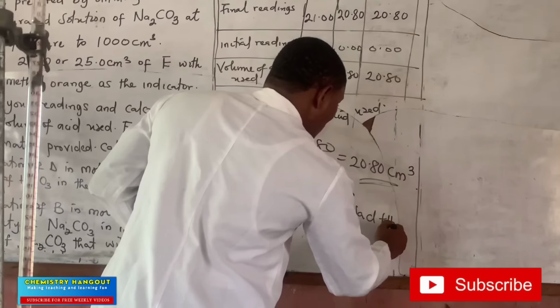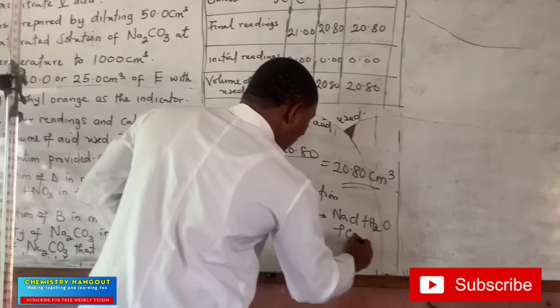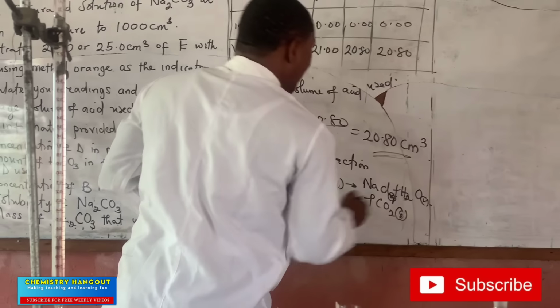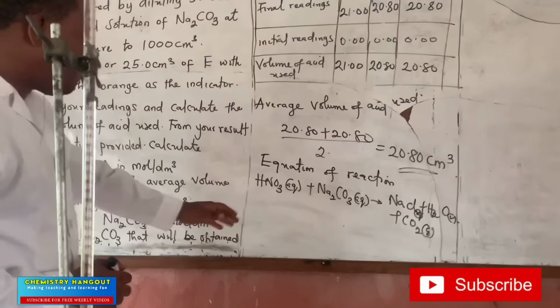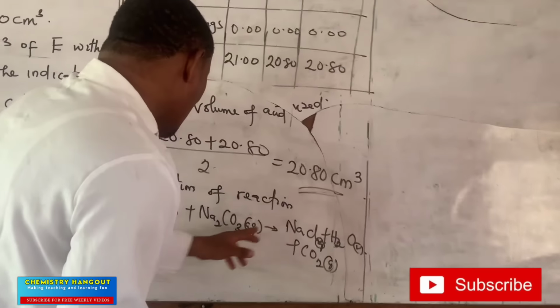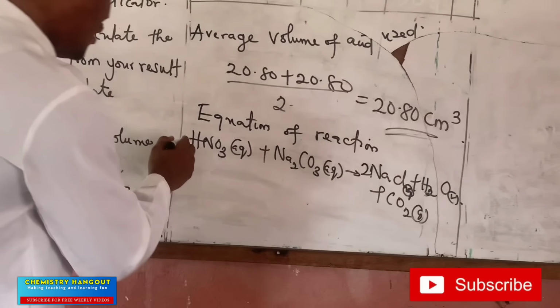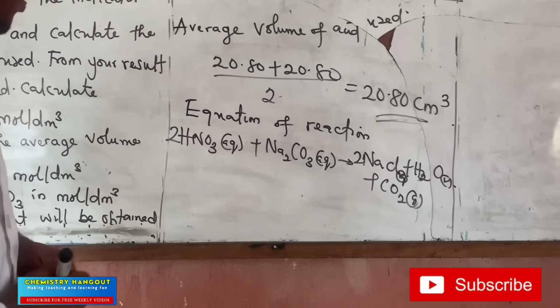NaCl plus H2O plus CO2. This will be gas. This will be liquid. Right, so let's balance the equation. Sodium is 1. Sodium is 1 here. So let's have 2 here. Let's have 2 here. So let's see the equation is balanced now.